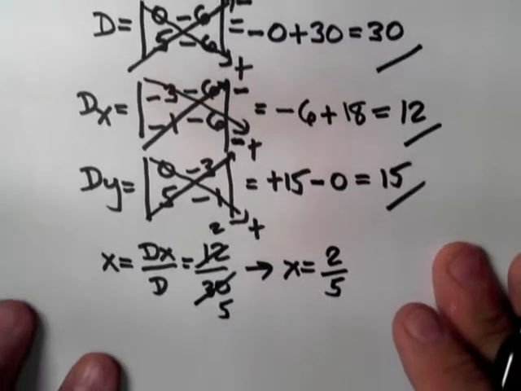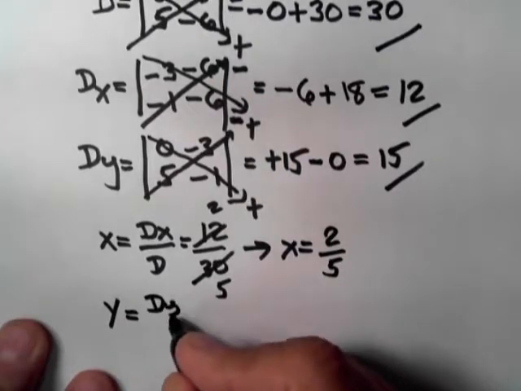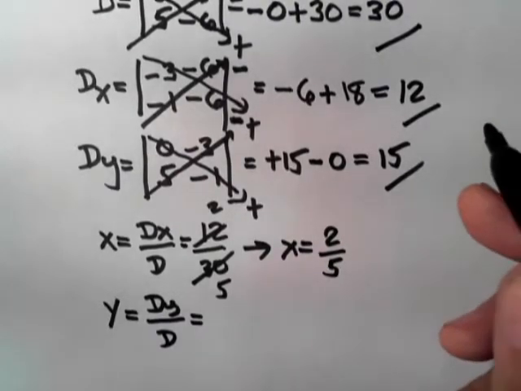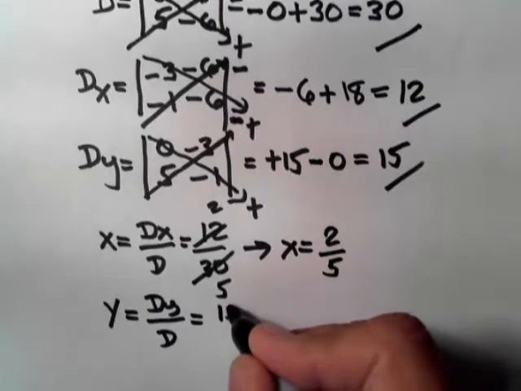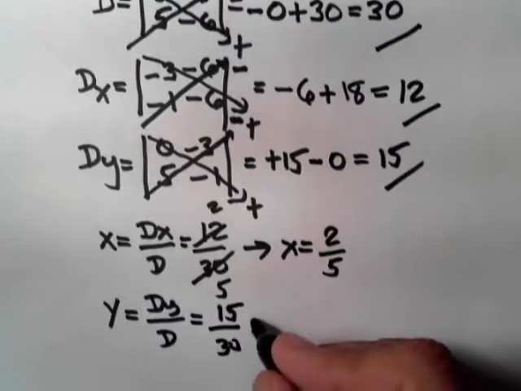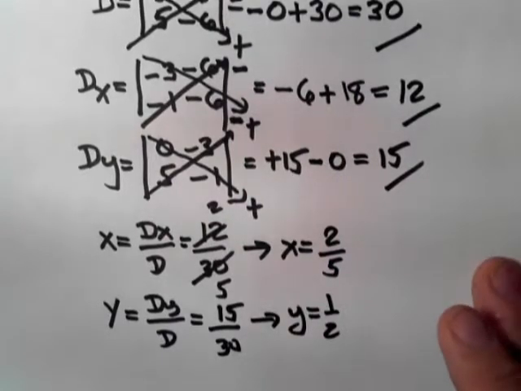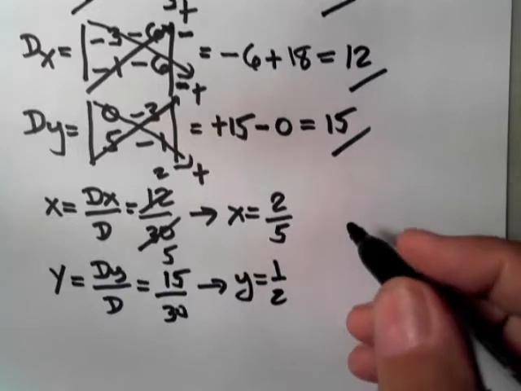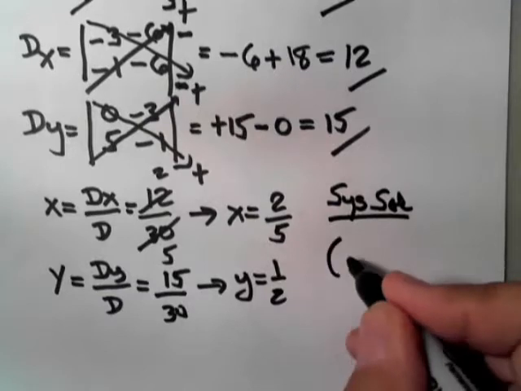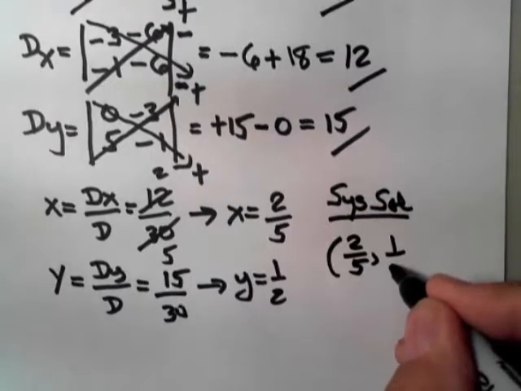Well, let's get y. y equals D sub y over D. Once again, what's the D sub y? It was 15, and the D is 30. It looks to me like this just reduces to 1/2, so y equals 1/2. There we go. We got our values, so we can write out what the system solution is. The x value is 2/5. The y value is 1/2.